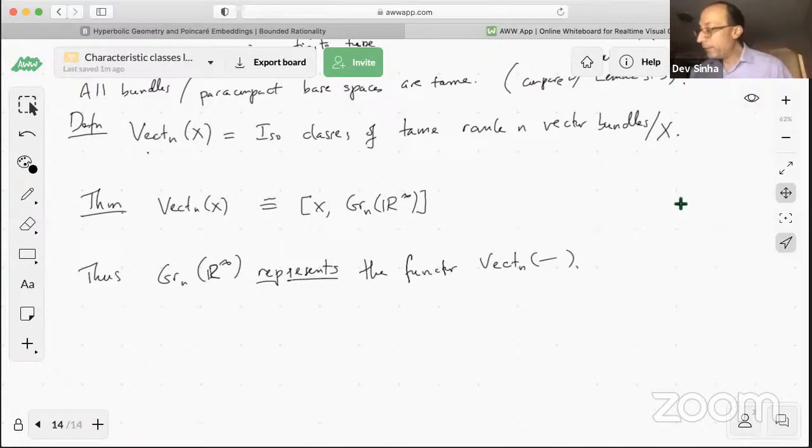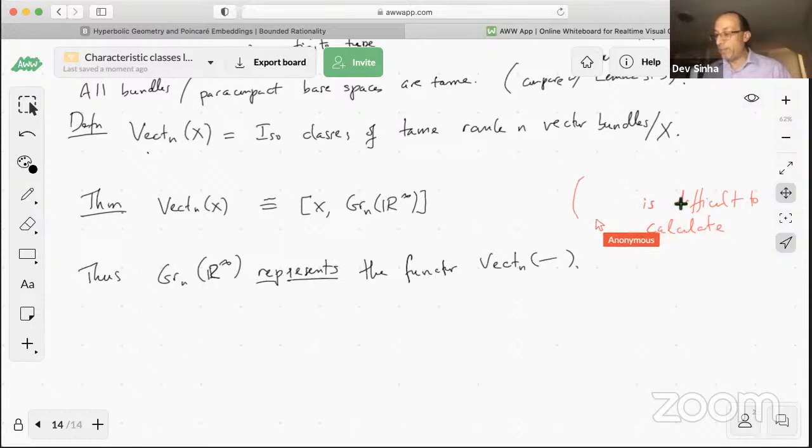Okay, so this is what we want to prove. This quote unquote reduces the study of vector bundles to some homotopy theory, and something to say is this is difficult to calculate in general.